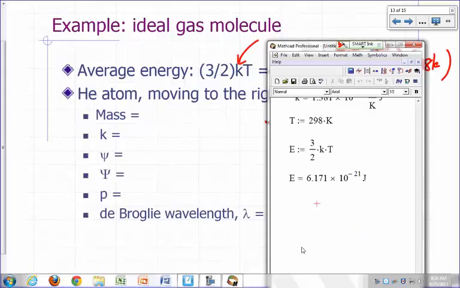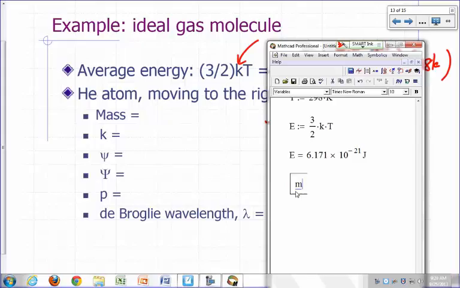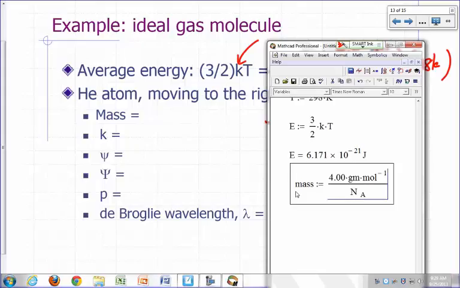What's the mass of our helium atom? Let's say our helium atom is our ideal gas atom. Mass of helium is 4.00 grams per mole. Now let's express that in kilograms per atom. So divided by Avogadro's number, 6.02 times 10 to the 23rd per mole. That would get rid of per mole, so that's grams.